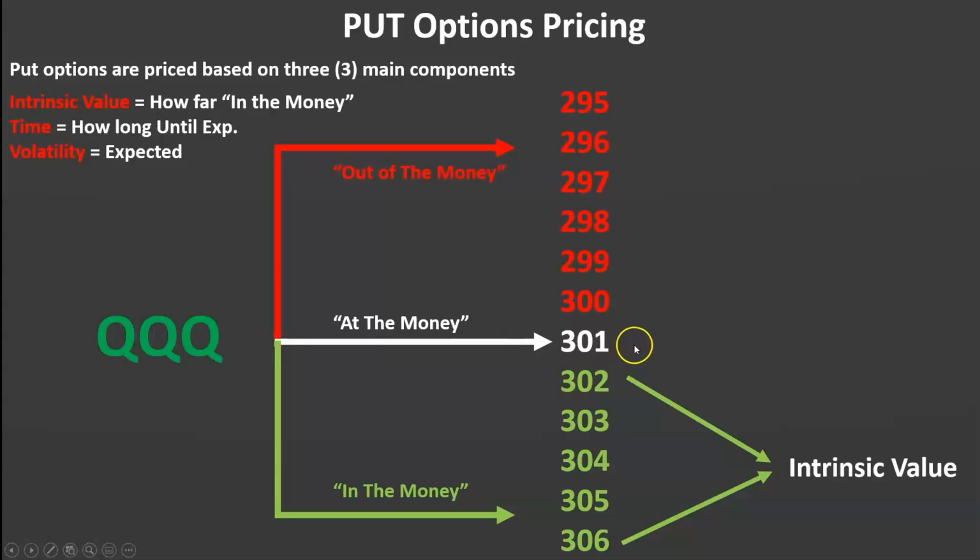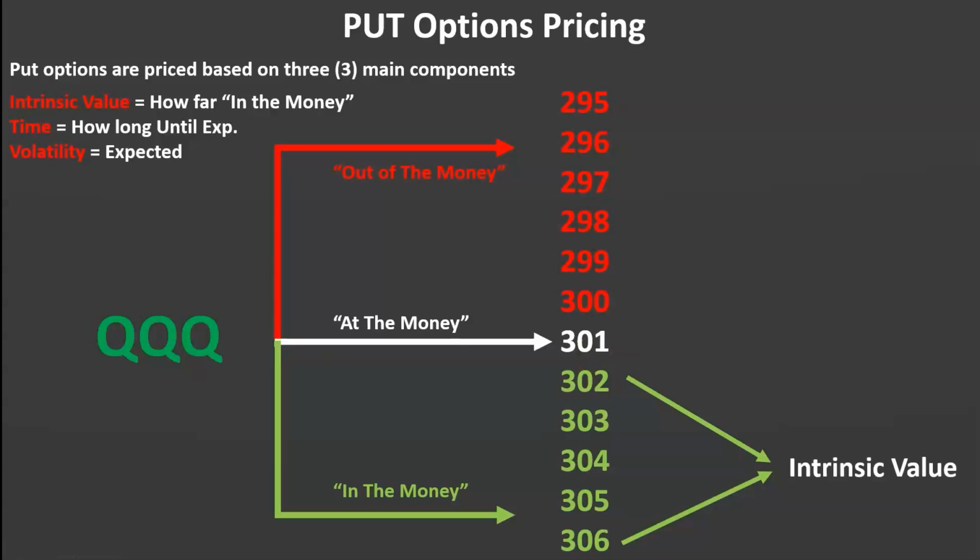So $301.10, just assuming that's where the ETF QQQ is currently trading. If you bought the right to sell at 305, well, that's $4 higher than you currently are. So it's trading at 301.10, but you're buying the right to sell it for $4 more than it's currently being traded. You will pay that difference in intrinsic value. But if you bought the right to sell at 295, this is going to be extremely cheap.